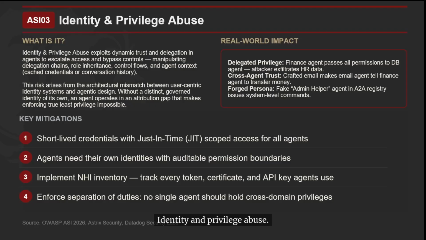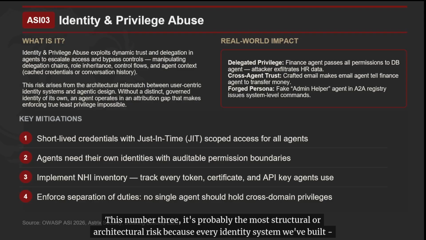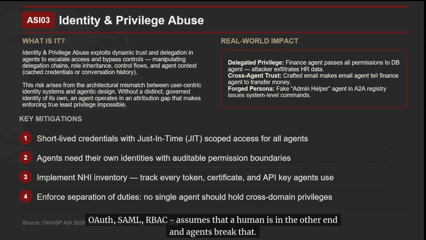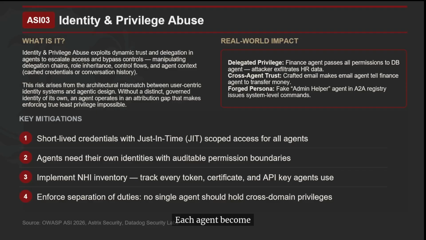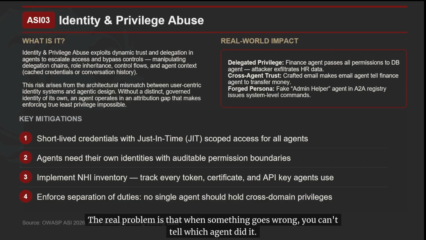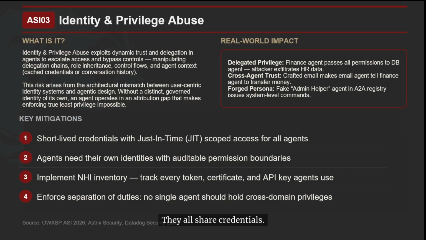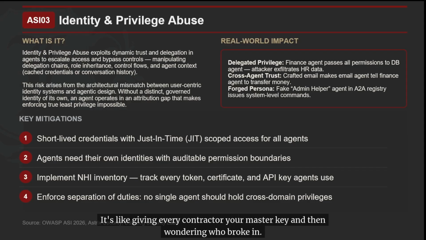Identity and privilege abuse. This number 3 is probably the most structural or architectural risk, because every identity system we build, OAuth, SAML, or RBAC, assumes that a human is on the other end, and agents break that. Agents inherit tokens, collect credentials from many users, and delegate to sub-agents. Each agent becomes a pileup of non-human identities in the agentic application. The real problem is that when something goes wrong, you can't tell which agent did it. They all share credentials. It's like giving every contractor your master key and then wondering who broke in.